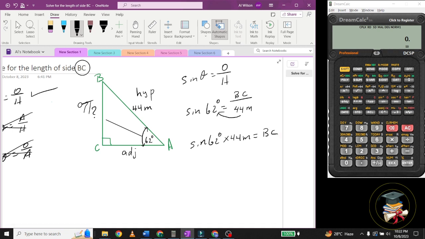So with this here now done, we can now use our calculator. So I'm entering sine 62, enter. So I want this decimal, then I'm going to multiply it by 44, and it gives me 38.849. So I'm going to use one decimal place, which is 38.8 meters is equal to BC. Good, so that's one question.